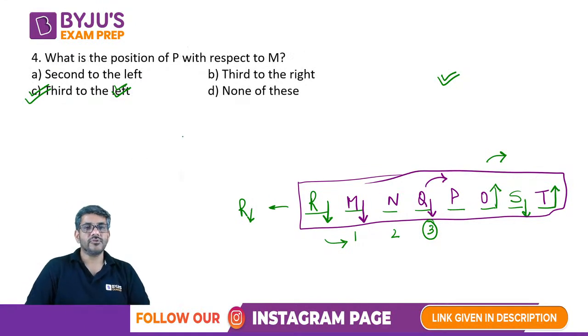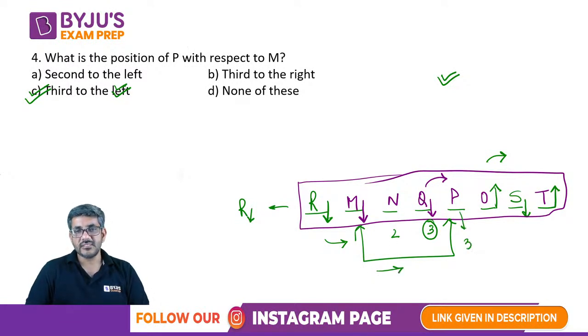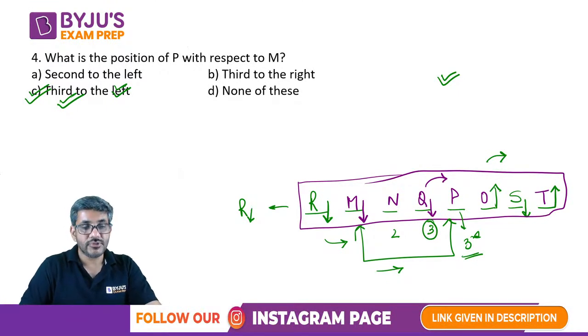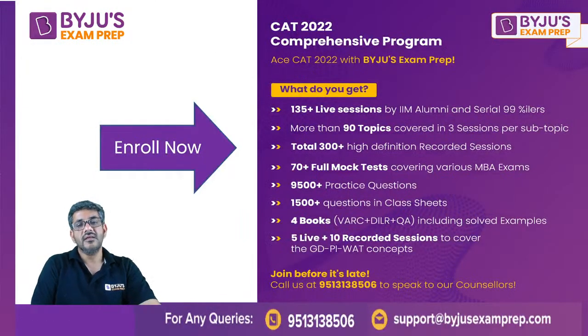And what is the position of P with respect to M? The question asks us the position of P with respect to M. Because M is facing south, its left will be formed on this side. So 1, 2, 3. This P is third to the left of M. So third to the left is the correct answer, which is option C. And that was the complete set. I'm sure that you guys have understood this clearly. That was the last set that I had to do today.